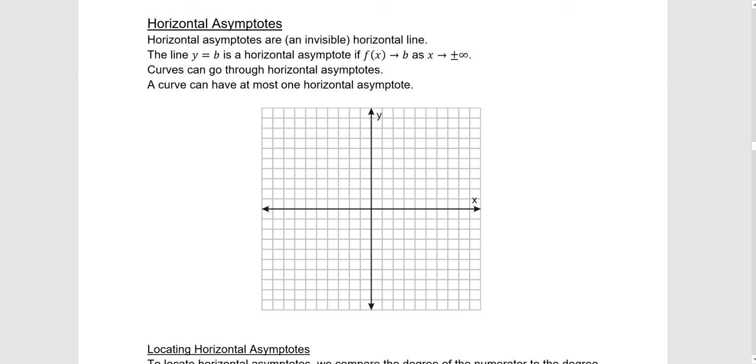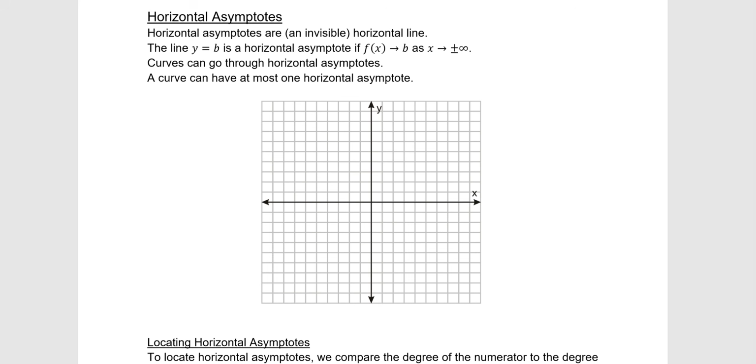Next, for horizontal asymptotes. Just like vertical asymptotes, horizontal asymptotes are an invisible line, and these ones are obviously going to be horizontal. The actual definition here is the line y equals b is going to be a horizontal asymptote if the function approaches that value of b as x goes to positive or negative infinity. So unlike vertical asymptotes, horizontal asymptotes can actually be crossed by the curve, and a curve can have at most one horizontal asymptote. So it may not have any, but at most it can have one.